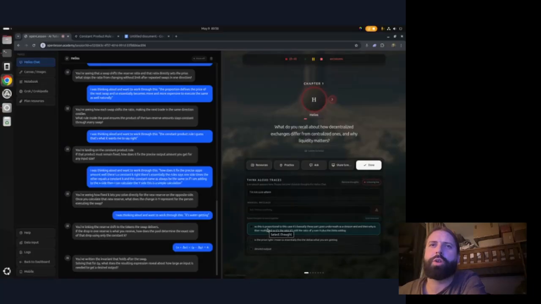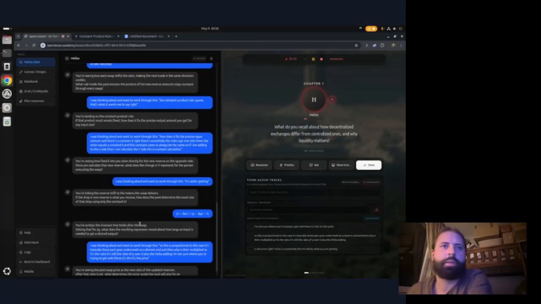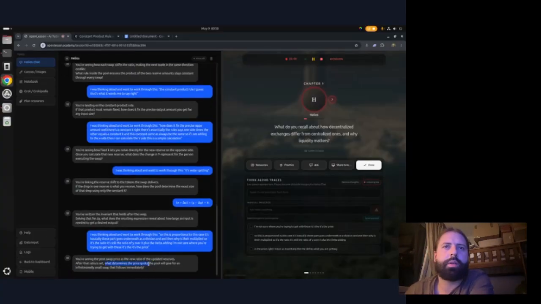I'm not so sure where you're trying to get with these. It's the price. Okay, it is. Give me a second. What determines the price quote the pool will give for an infinitesimally small swap that follows immediately?